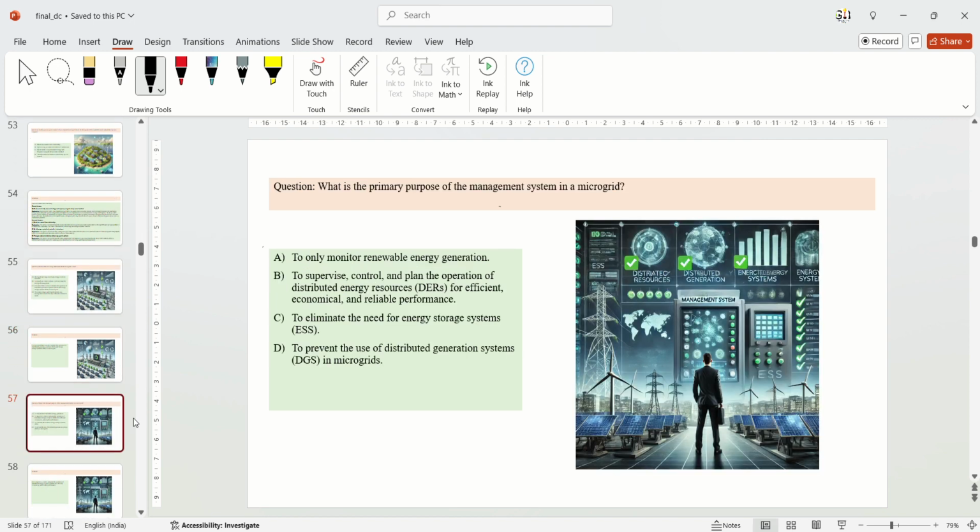Here is one question I have written related to the primary purpose of the management system. Four statements are given. Just tell me which statement is true. I'm giving 1 minute to solve this question.